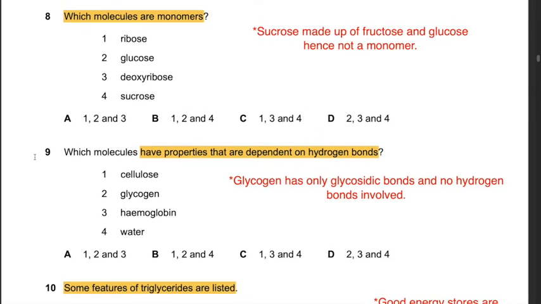Question 8. Which molecules are monomers? 1 ribose, 2 glucose, 3 deoxyribose, 4 sucrose. If you look at option 4, sucrose. Sucrose is a disaccharide and it is made up of fructose and glucose. Therefore, it is not a monomer. And since answers B, C and D contain option 4, that leaves us with A being the right answer. 1, 2 and 3 only.